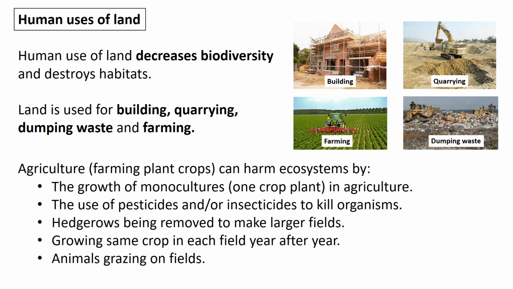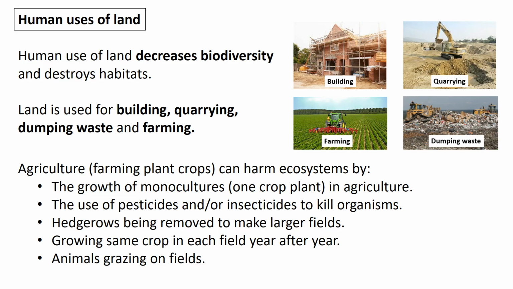Agriculture, which is the growth of crops, can harm ecosystems, in particular when you grow just one type of crop plant every year on the same land, or you use pesticides or insecticides to kill organisms. It could kill any of the organisms in your food web that are insects, for example, and that would obviously affect all the consumers, not just the insects themselves. Any removal of hedgerows to make the fields larger, to get more yield for their crops, means there would not be habitats for birds and other species to nest, to feed or to shelter.